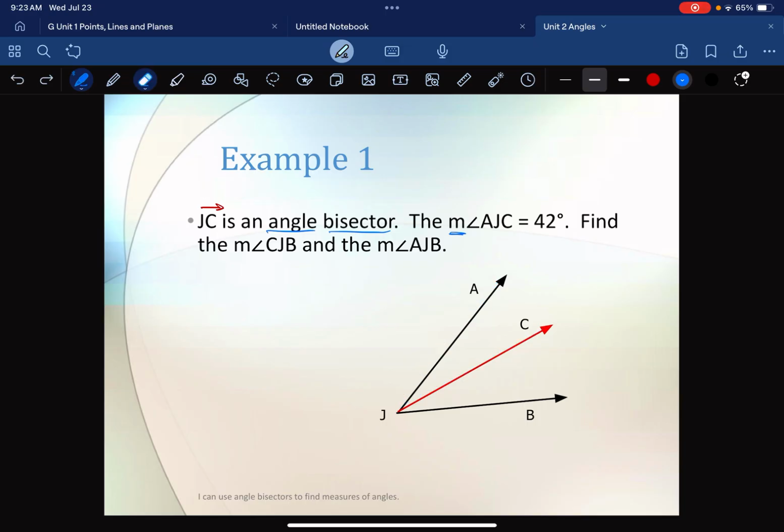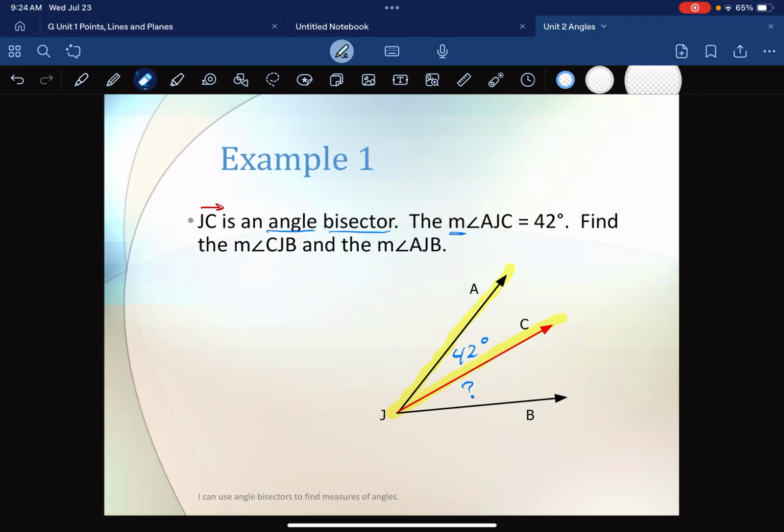Let's do it with a highlighter. So here's AJC. Oops, that doesn't look like a highlighter. That does. There we go. So there's AJC, and it tells us that angle measure is 42 degrees. So I'm going to put 42 degrees in there like this. Then it says find the measure of angle CJB. So they're really asking for this angle. And the measure of angle AJB.